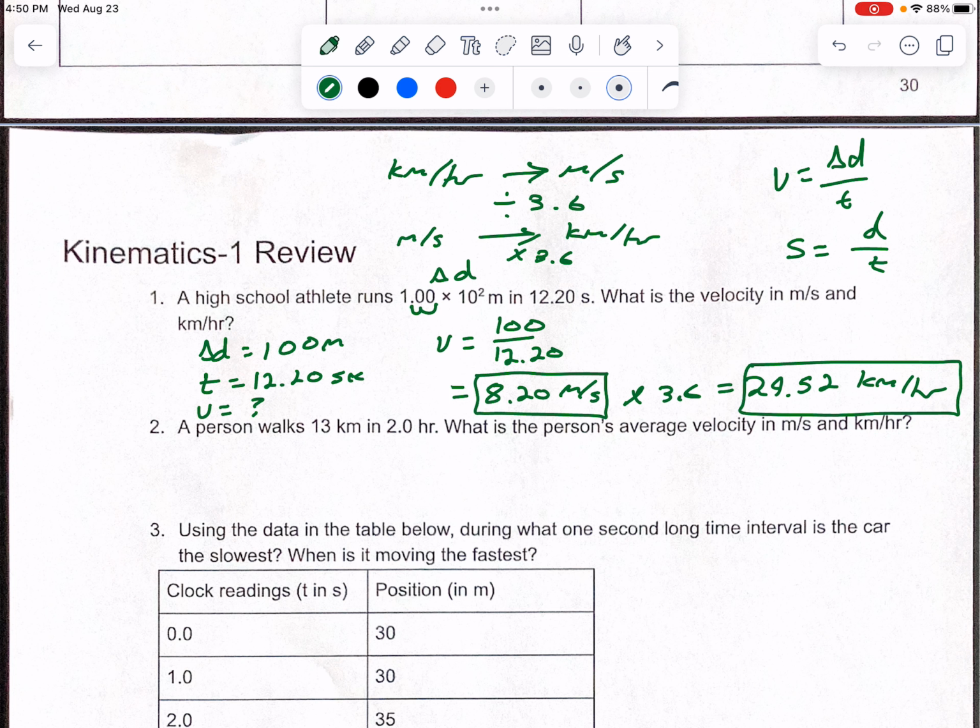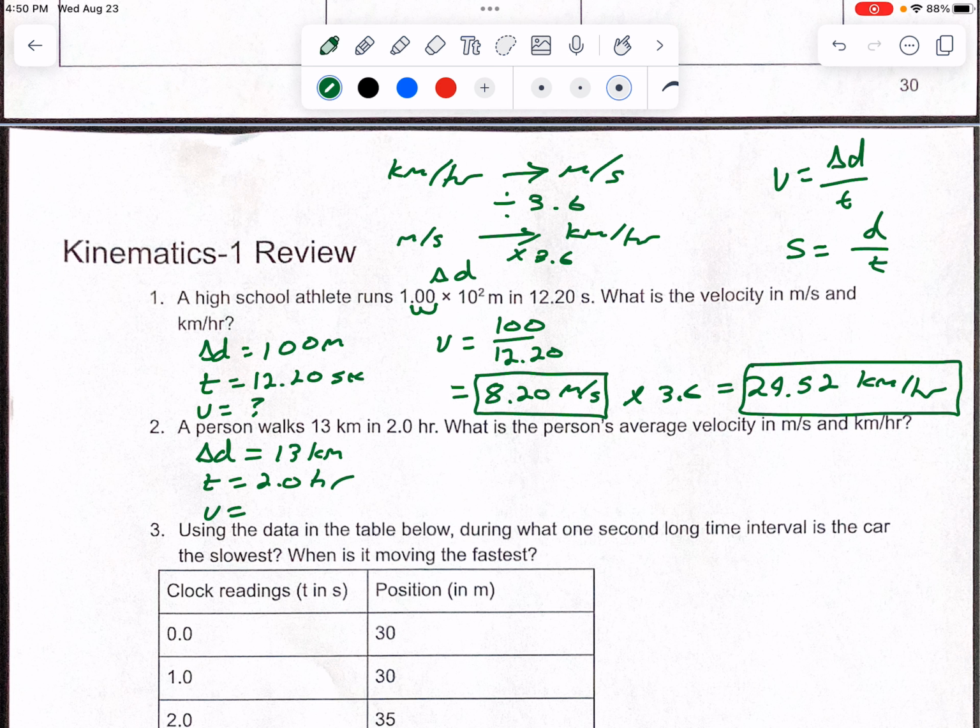Number 2, a person walks 13 kilometers in 2 hours. What is the person's average velocity in meters per second and kilometers per hour? So I have my displacement. You could say distance as well. In this case, it doesn't really matter. If you only have one value, it doesn't really matter. I have 13 kilometers, and my time is 2.0 hours.